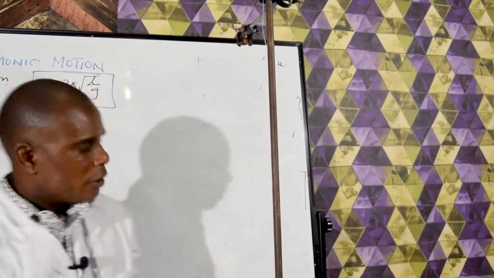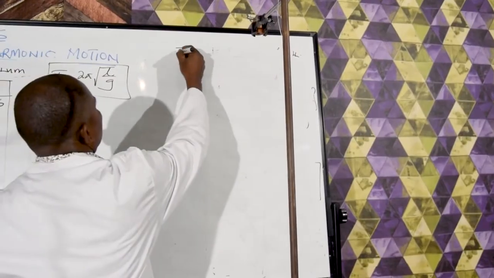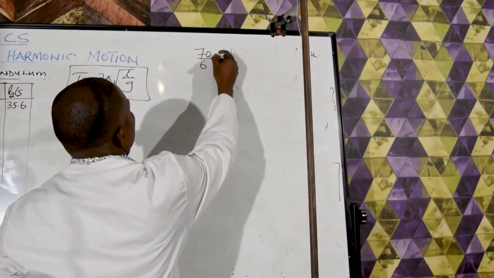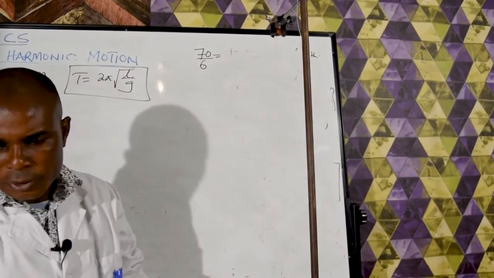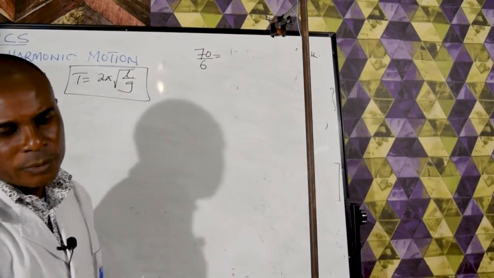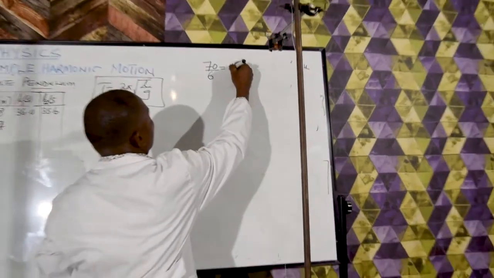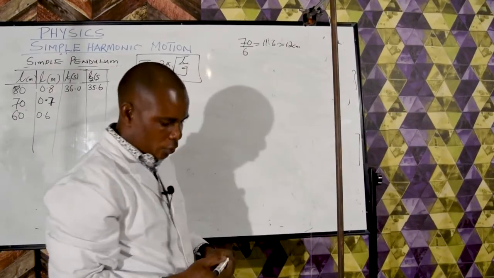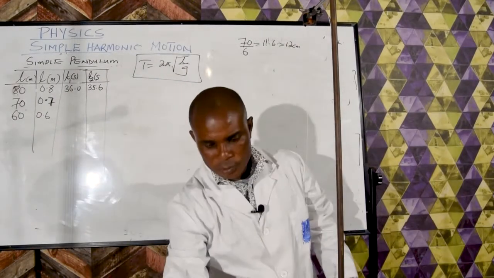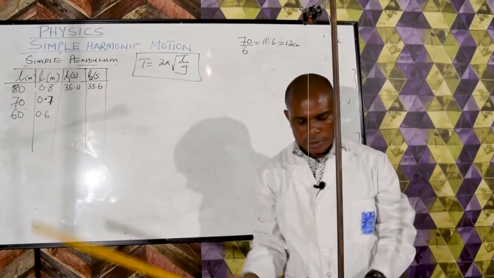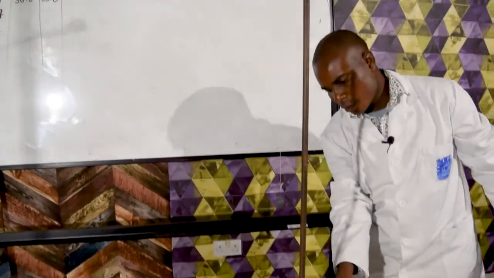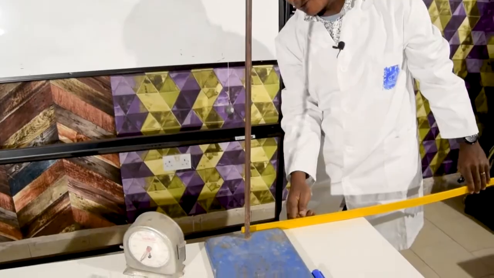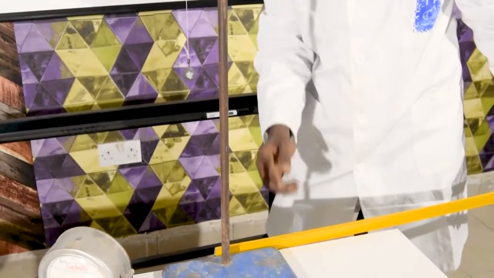So I'm going to take 70 centimeter. Now 1/6 of that, if you punch that from your calculator, you will have something like 11.6. So it's 11.6, so it's approximately 12 centimeter. So now I'm going to displace it. Remember, this was 11 here. This was 13 for 80 centimeter. Now it is 70, so the displacement must now be 12 centimeter.